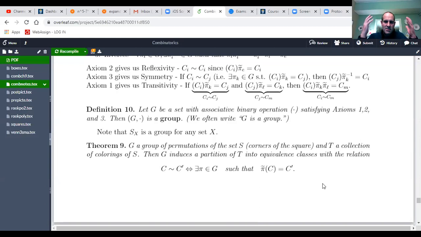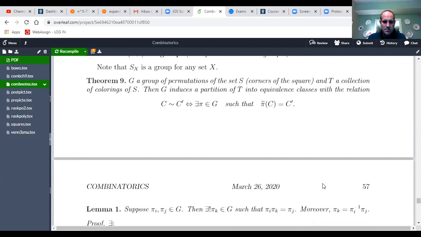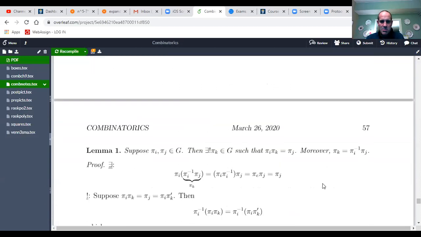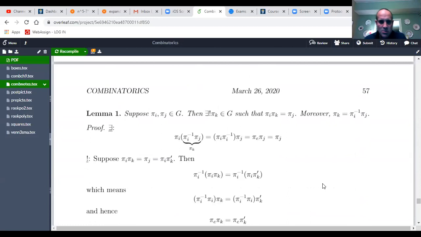Well, I mean this collection of permutations that I have is able to move me from the one coloring to the other coloring. Okay, that's what this thing is. So here's a little lemma, and I'm going to end with this lemma, and then we'll get into the next section next time.